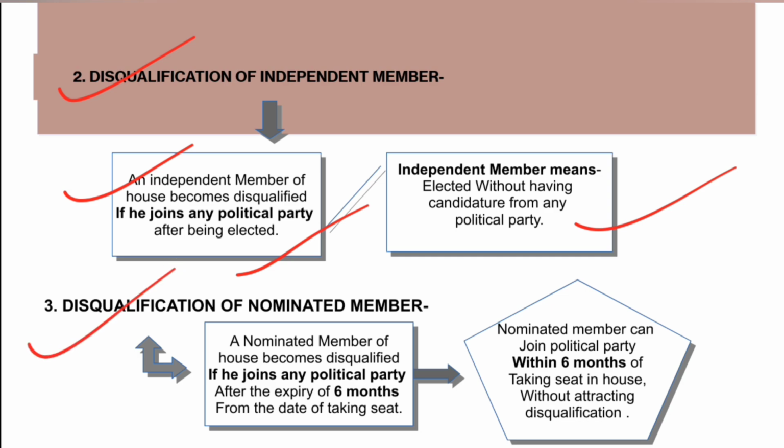Then the disqualification of nominated members. As we know, there is a provision for some number of seats for nominated members in the house. Those nominated members become disqualified if they join any political party after the expiry of 6 months from the date of taking their seat. This is to be remembered: after 6 months, if they join any political party, that attracts defection. But if they join a political party within 6 months of taking their seat in the house, that will not attract defection. So there is a period of 6 months within which they can join a political party without attracting the provisions of defection.